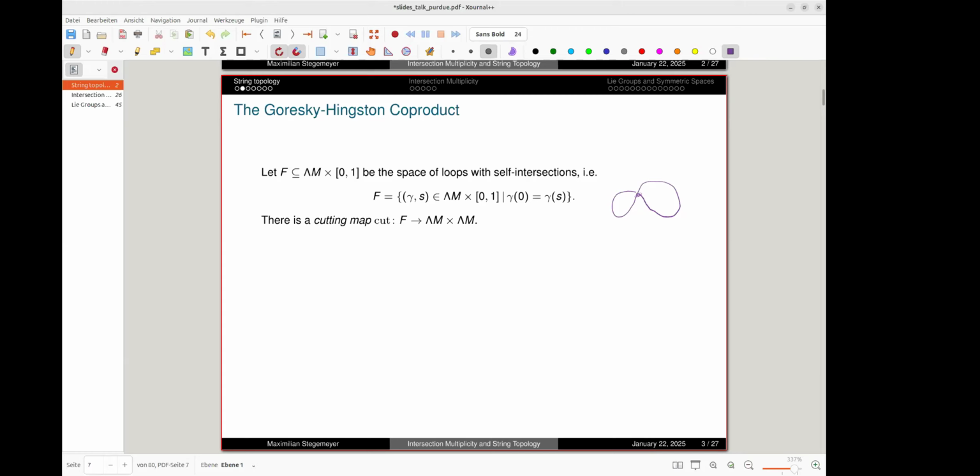And then we have an obvious map from this space F into the product of the free loop space with itself, which maps this loop, where we remember the self-intersection time, and then you take the first part and the second part, and you get a pair of loops. Okay, and so we get this diagram. So we have this cutting map, and we have this inclusion here.